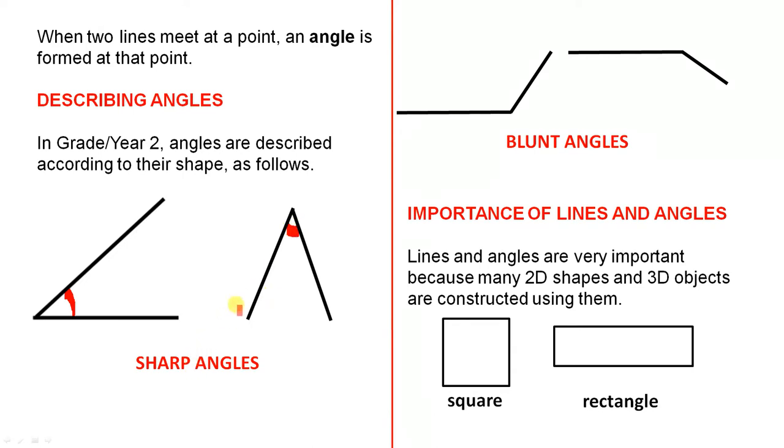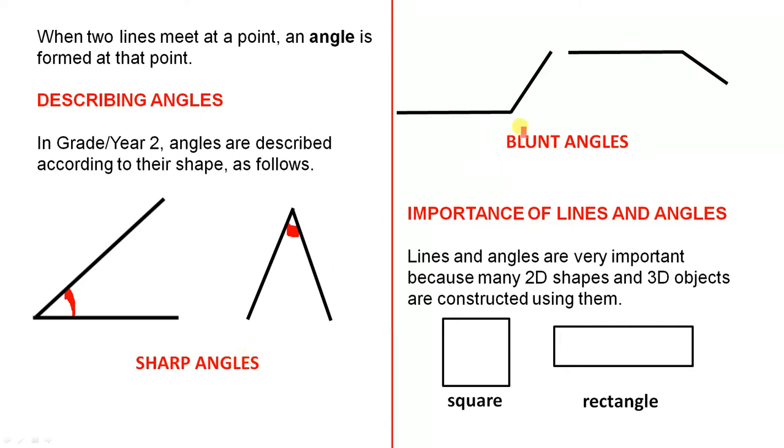It is called a sharp angle because of this sharp point here that's made by the two lines. Just pretend that's the end of a spear, for example. It's very, very sharp, and that's why they're called sharp angles.